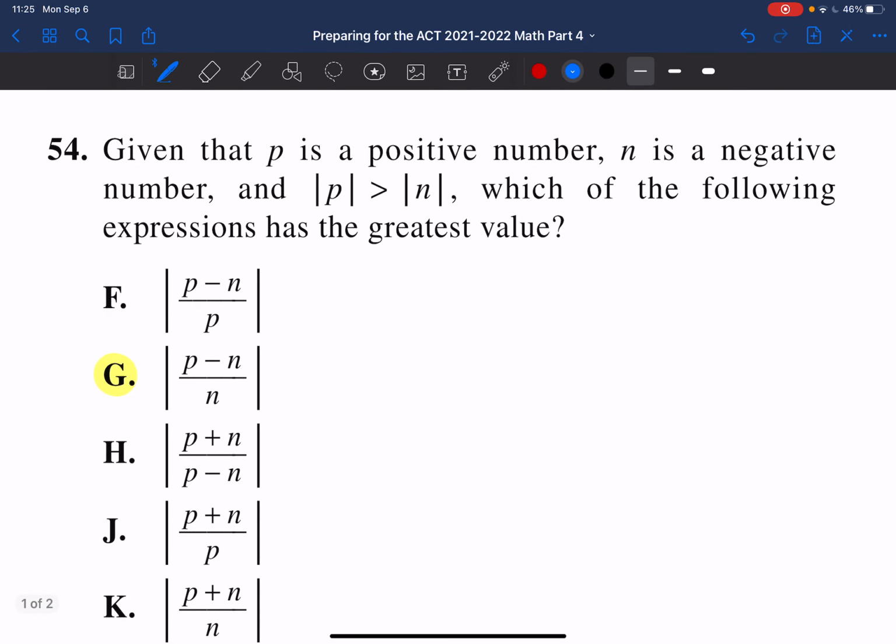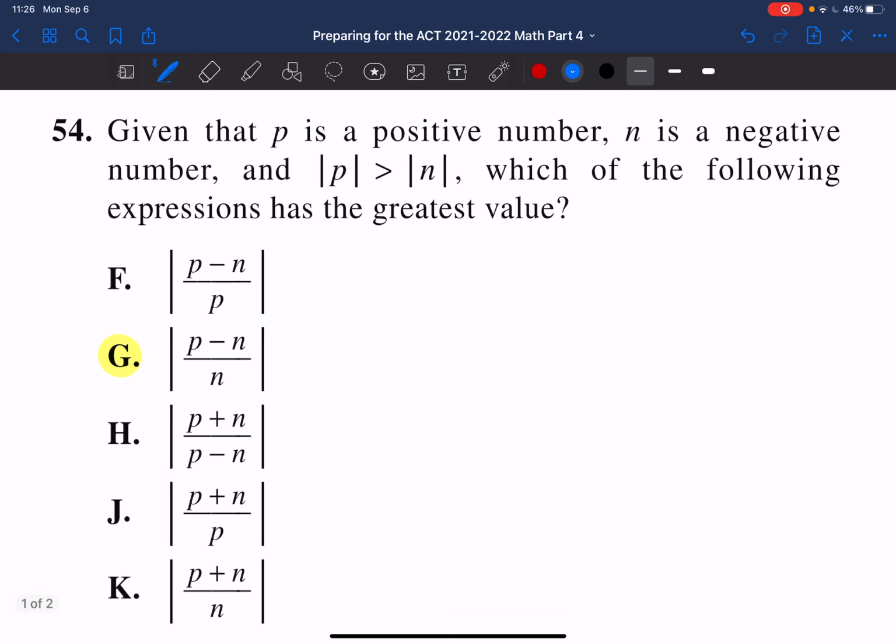54. Given that p is a positive number, n is a negative number, and that the absolute value of p is greater than the absolute value of n, which of the following expressions has the greatest value? Often what I tell students is find a set of numbers that works. So if I said something like 4 and negative 10, that does not fit the criteria, because if I took the absolute values, the absolute value of n would be bigger. We don't want that.